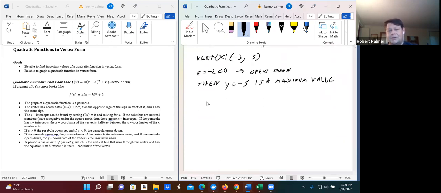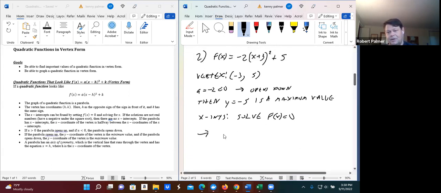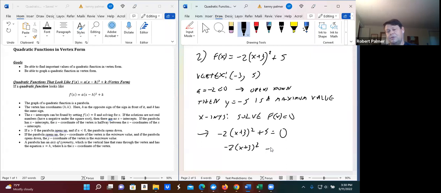Now, let's also find the x-intercepts in this case. Make sure that's clear. To find the x-intercepts, we solve f of x is equal to 0. We have our function f of x is -2 times (x plus 3) squared plus 5 is equal to 0. Okay, so our goal is to get x by itself, so subtract 5 from both sides. We have -2 times (x plus 3) squared is equal to -5.